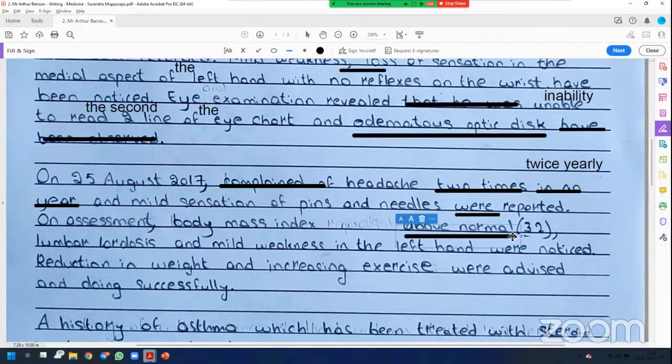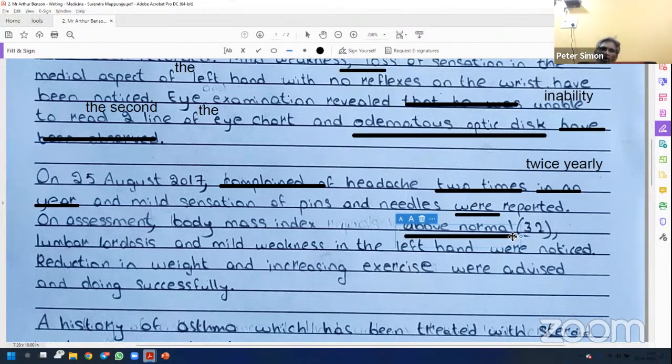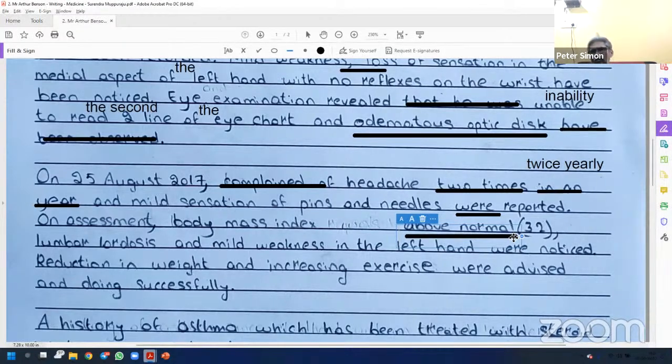On assessment, remarkable body mass index. What do you say for body mass index if it is more than normal? Obesity. Then write that. As you are saying, body mass index was above normal. So we can just write like this. On assessment, obesity, lumbar lordosis, and mild weakness in the left hand were noticed.